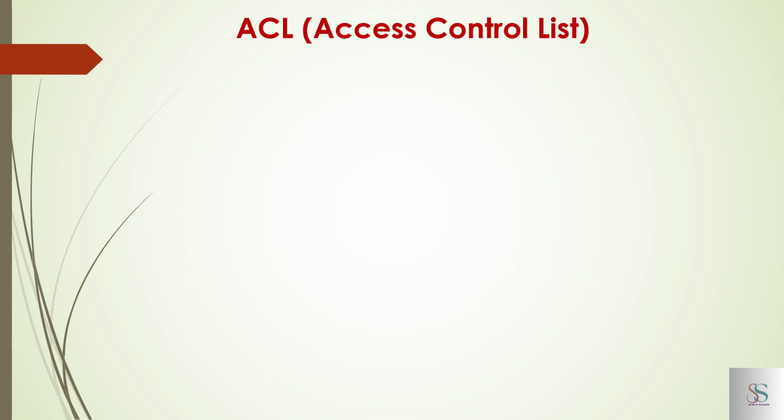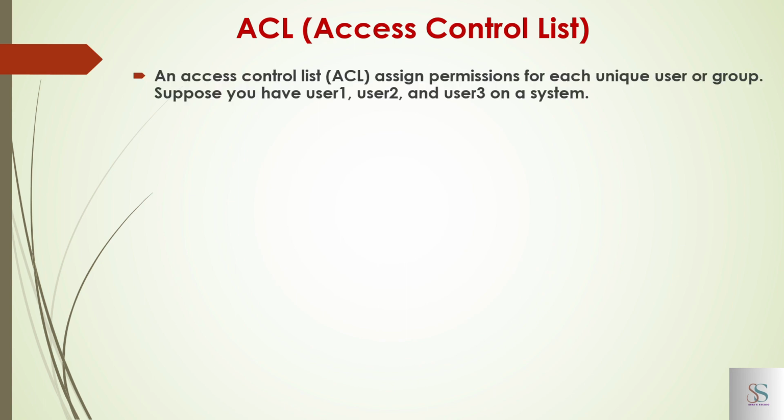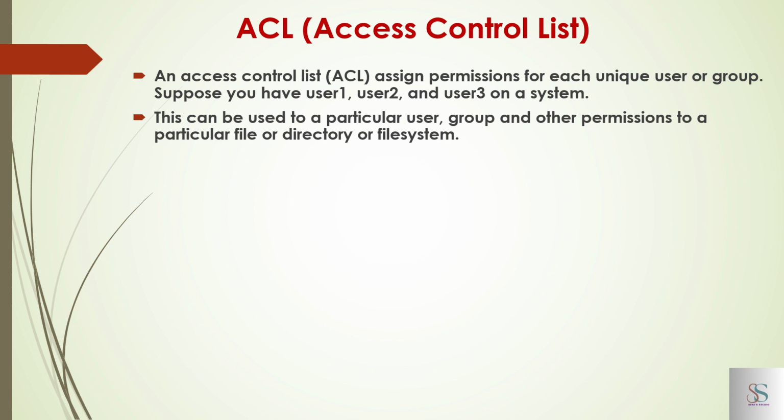A default ACL entry is set on directories only and specifies the default access information for any file within the directory that does not have its own ACL. Assign permissions for each unique group or user. Suppose we have user 1, user 2, user 3 on a system. For those users and groups we can give particular permissions.